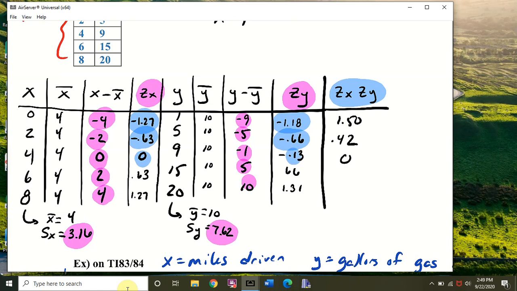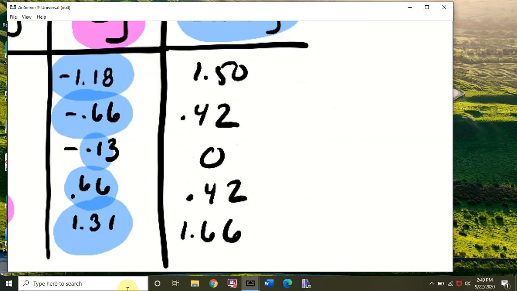That's easy. That'll just be 0. Now I'll multiply those guys together. And that's going to be, again, 0.42 by the looks of it. And finally, these last 2. And that's going to be 1.66. And I'll try to write with a pen instead of a highlighter here. Okay, so this represents the products of our z-scores.